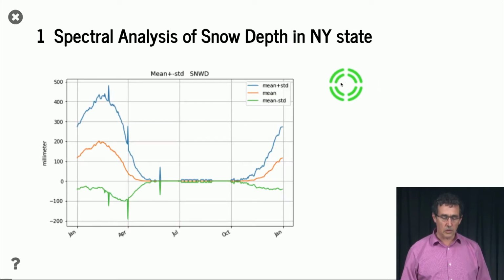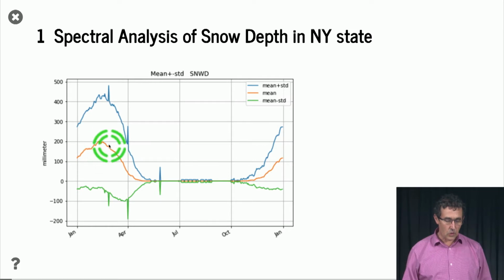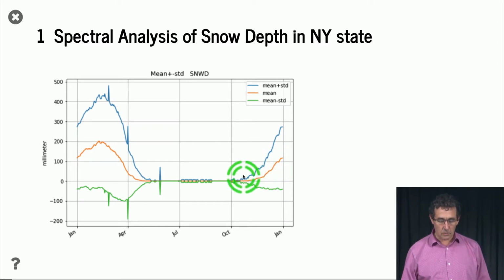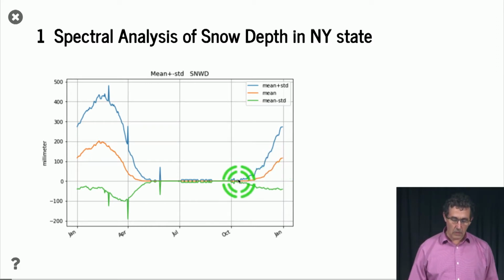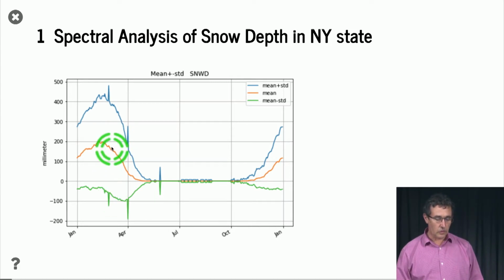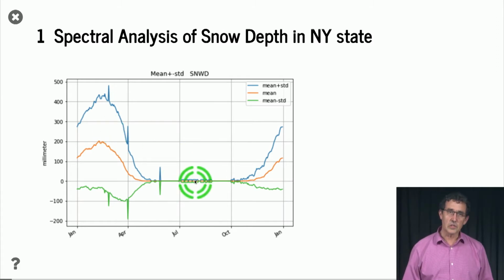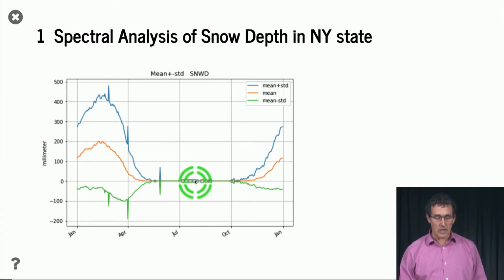So as we saw before, the average of snow depth is something that is maximized around February, March, and of course is 0 during the summer, and again increases after October, November. So that's the mean, and the standard deviation shows us that, of course, there is much more fluctuation when there is snow than when there isn't snow. When there isn't snow, the fluctuation is 0.